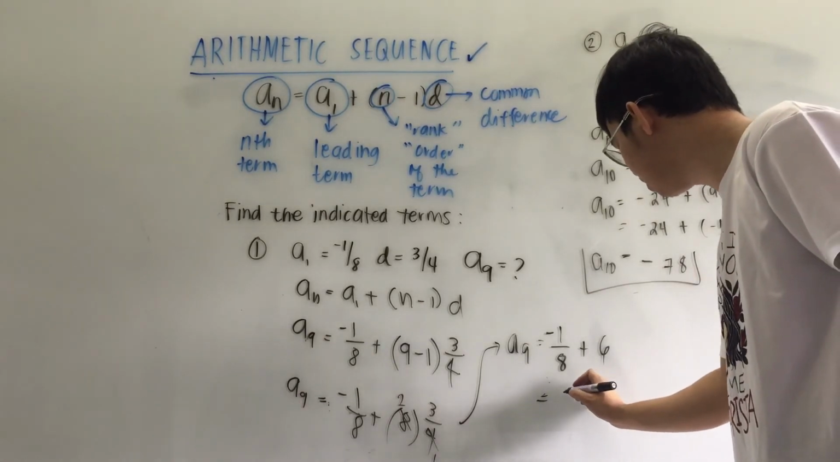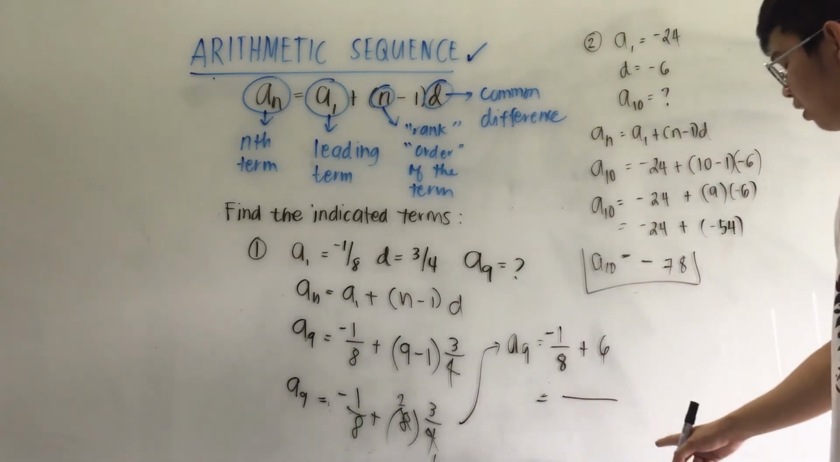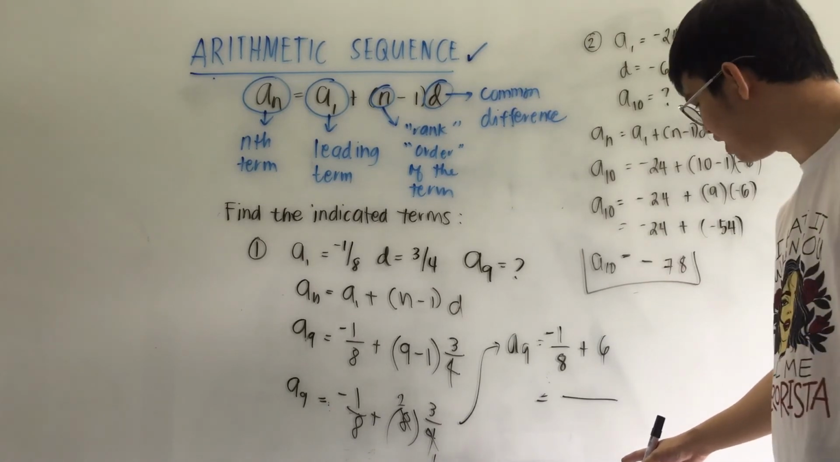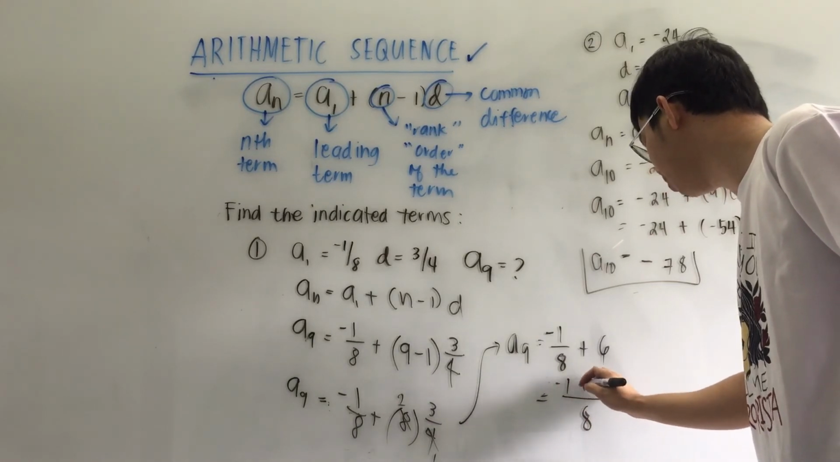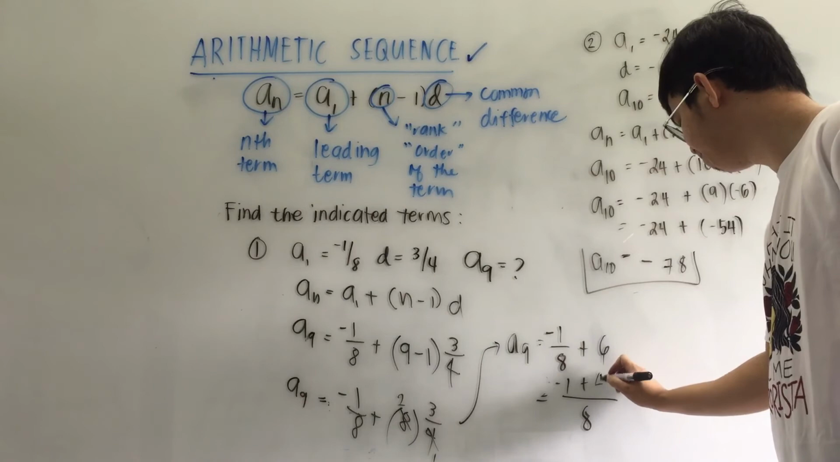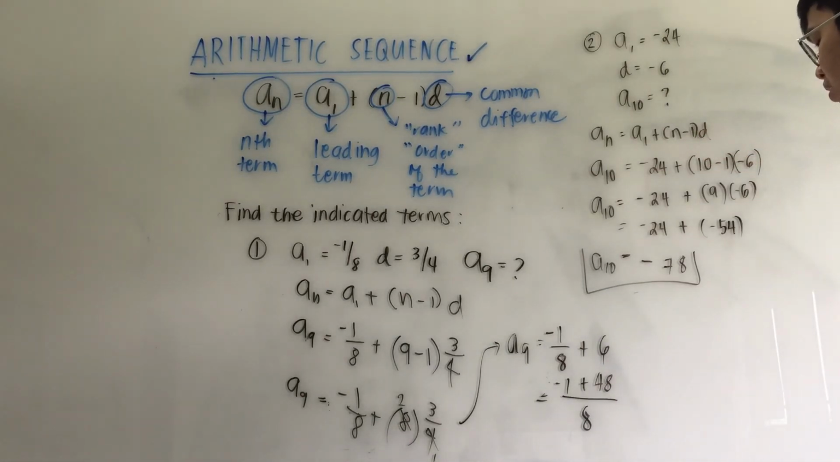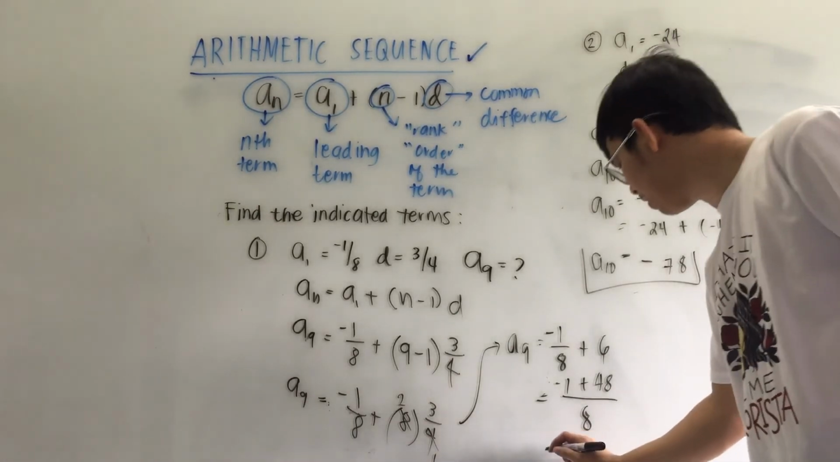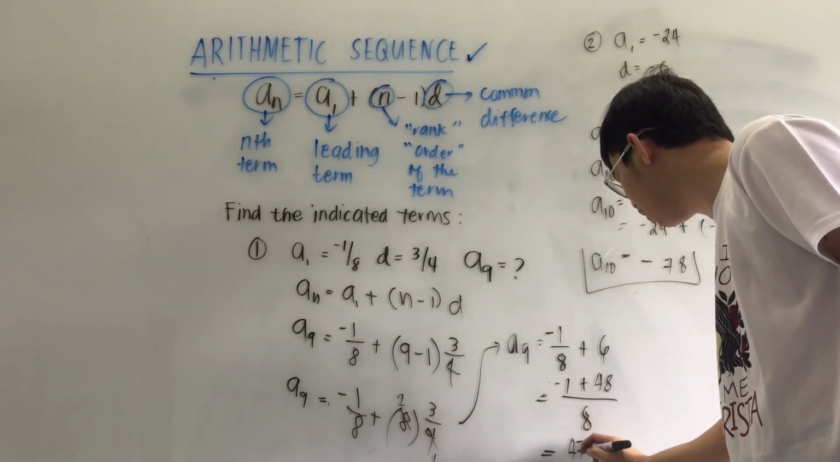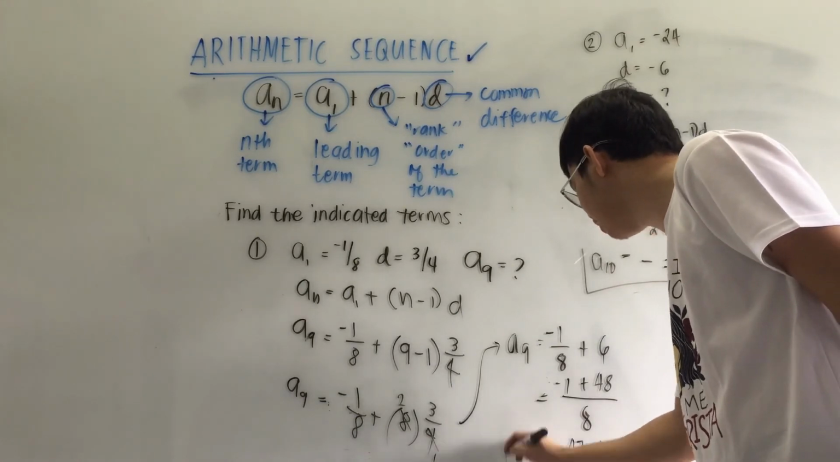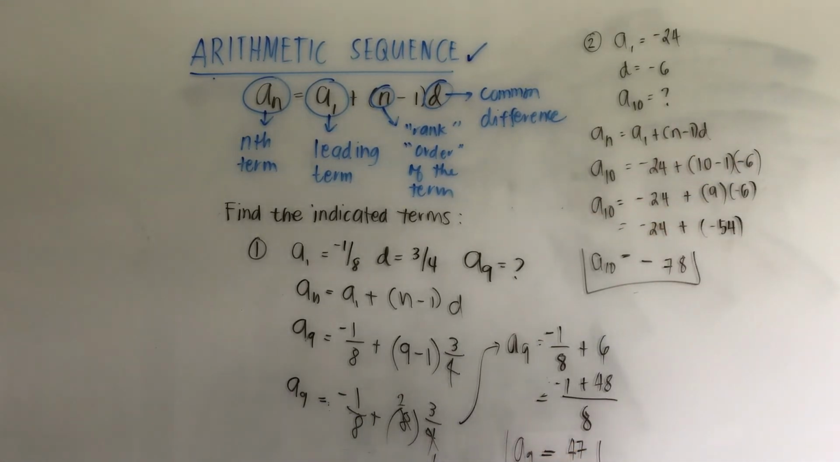Let's just solve this. Okay, so the LCD here is obviously 8, and then negative 1 plus 48. 48/8 is 6, right? I'm so poor in arithmetic. Therefore, this becomes 47/8. So that is your 9th term. Okay? So your 9th term is 47/8. So that's how you solve for it.